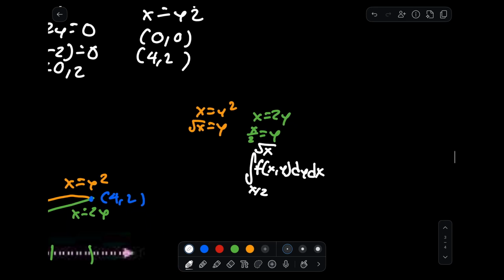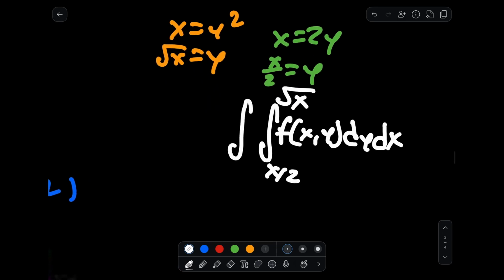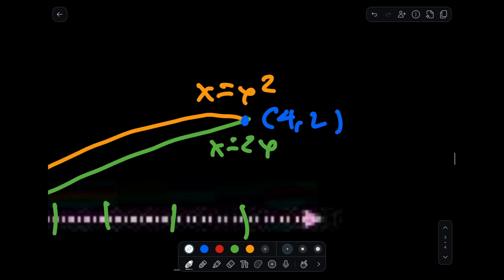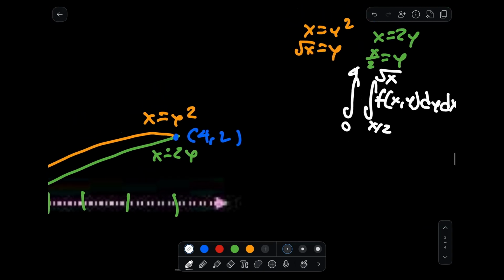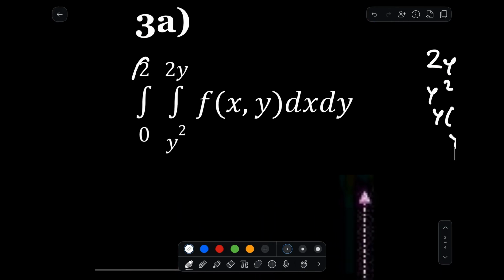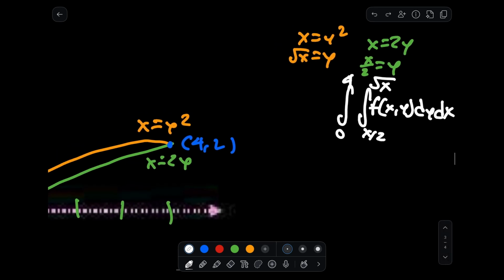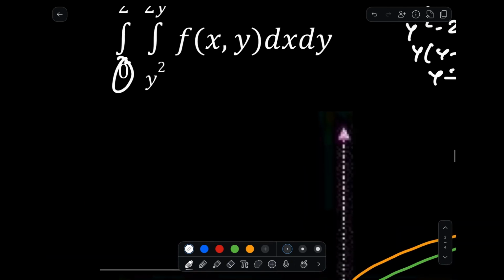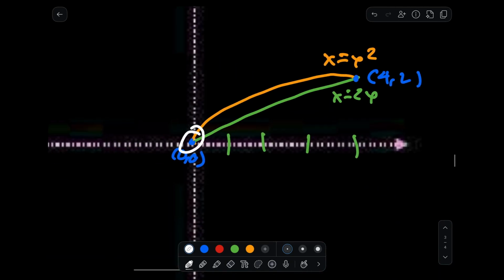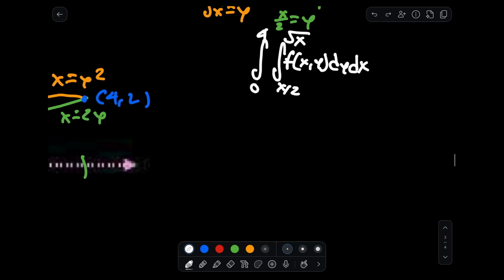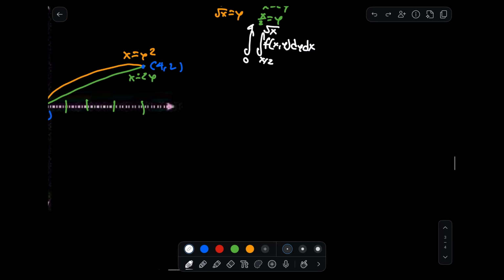4 comma 2. And this is actually going to be 0 comma 4. And these points correspond to what we have now, because right here we had 2 for our y and we have 4 for our x, so it'd be 4 comma 2 for our point, right? Same thing here, we have 0 right here, and we also have 0 right here, which also corresponds to this point right here, right? And that is the answer for 3A.